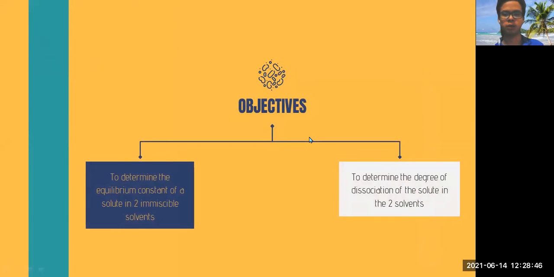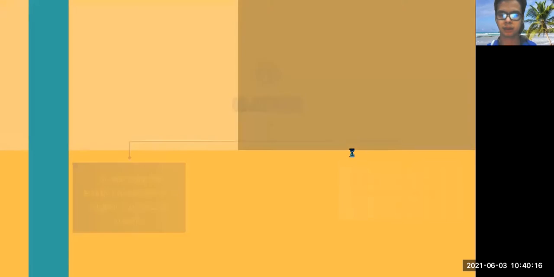First off is the objectives. There are two main objectives in the practicum. Firstly is to determine the equilibrium constant of a solute into immiscible solvents. Secondly is to determine the degree of dissociation of solute in the two solvents.